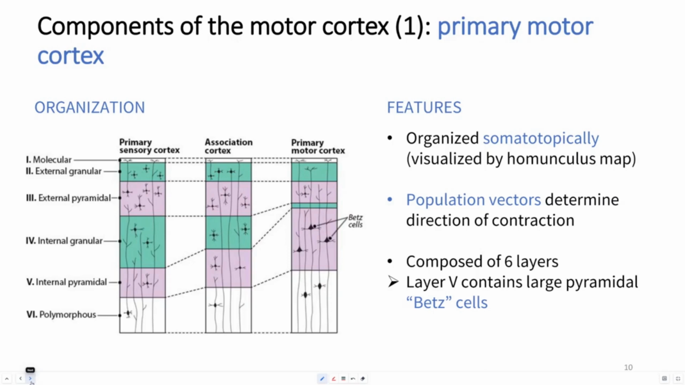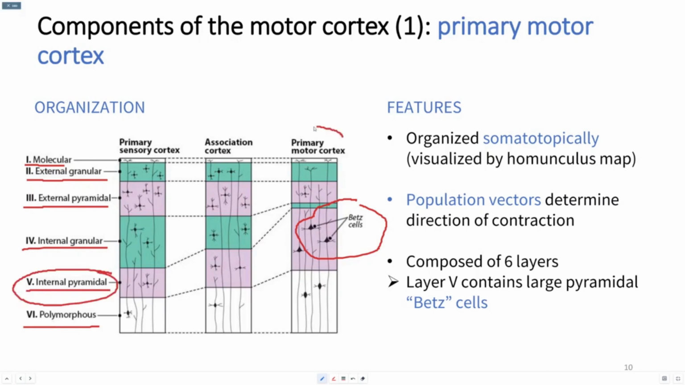Layer 5 contains these large pyramidal Betz cells. These are specialized neuron cells that are in this middle layer. Over here you can see that the outer layer is a molecular layer. We then have an external granular layer, external pyramidal layer, internal granular layer, internal pyramidal layer, and the polymorphous layer. These different layers of nerve cells will then relay signals to each other. Notice in the primary motor cortex, the internal pyramidal layer is a lot thicker than inside the primary somatosensory cortex, which is a lot smaller.